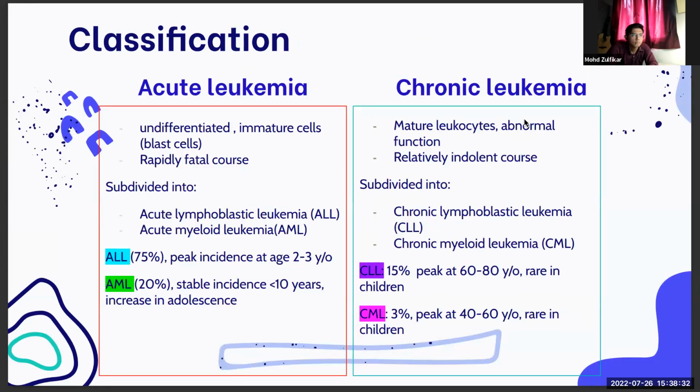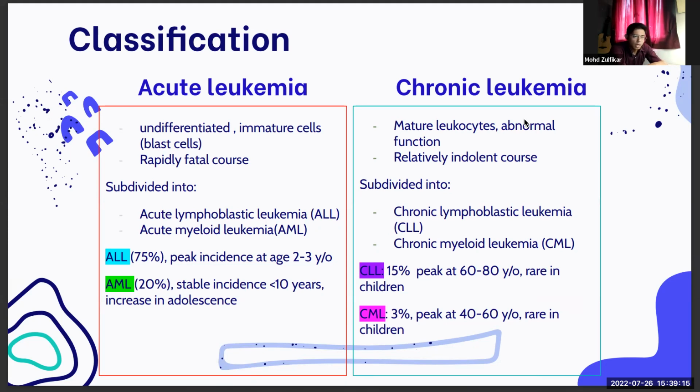So, classification. Leukemia can be classified into two classifications, which are acute leukemia and chronic leukemia. Let's see the first, acute leukemia. Basically, acute leukemia is undifferentiated, involving immature blood cells, and it has a rapidly fatal course. Acute leukemia is further subdivided into two types: acute lymphoblastic leukemia, ALL, and acute myeloid leukemia, AML.